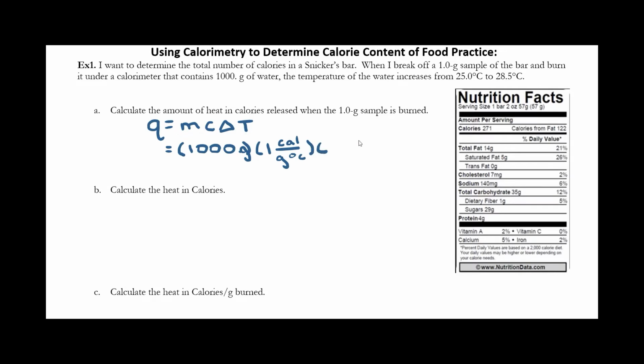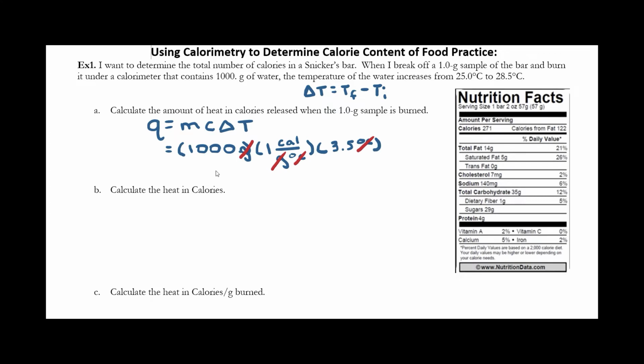And then to find my change in temperature, I'm going to do this right up here. My change in temperature, remember, is going to be my final temperature minus my initial temperature. So my final temperature here is 28.5. My initial is 25.0, and so when I subtract, my change in temperature is just going to be 3.5 degrees Celsius. And what you should notice with your units, if you cancel them properly, is that your grams cancel, your degrees Celsius cancel, and what you're left with is calories.